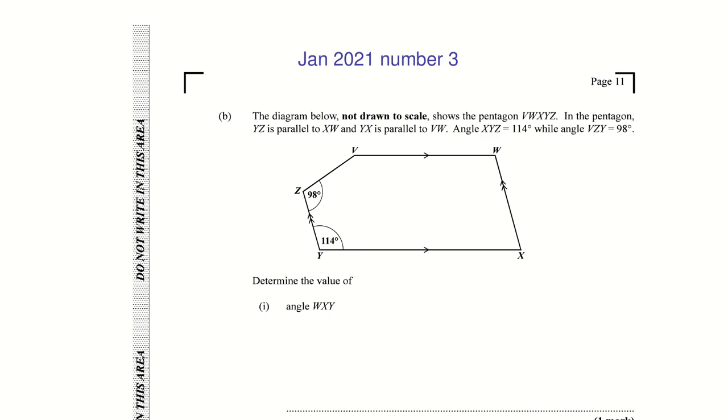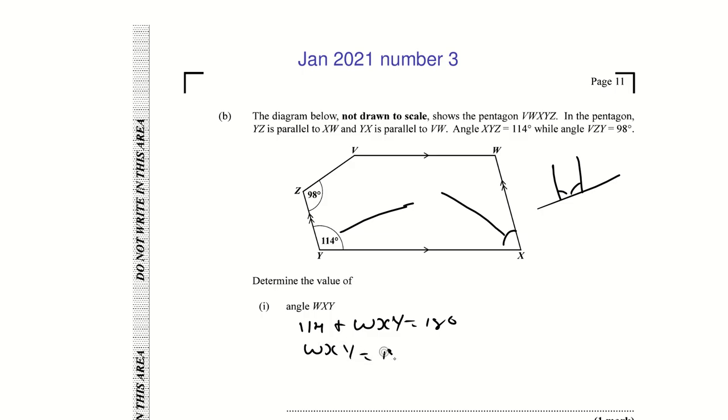Determine the values of the angles. Immediately, if we look at it, that's two parallel lines with a transversal line. What do we know about this, guys? These two angles are what? It starts with S. They are supplementary. So 114 plus WXY is 180, so WXY is 180 minus 114, which equals 66. And that is the answer for this one.